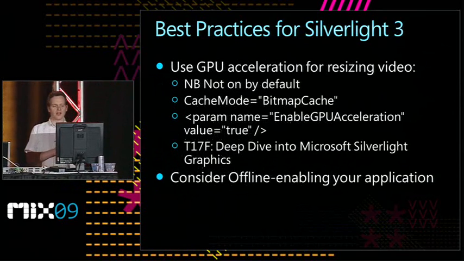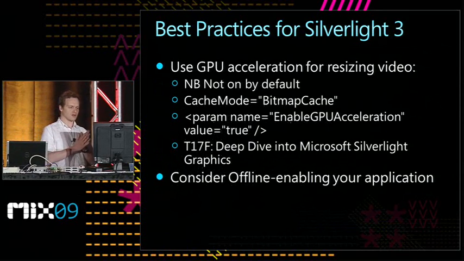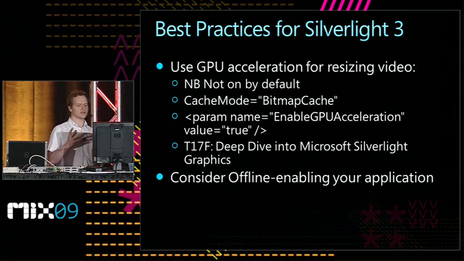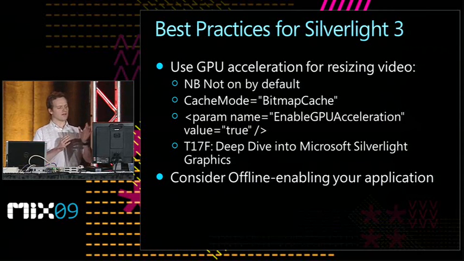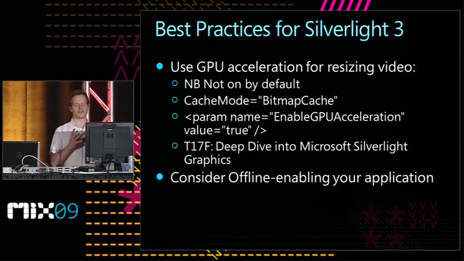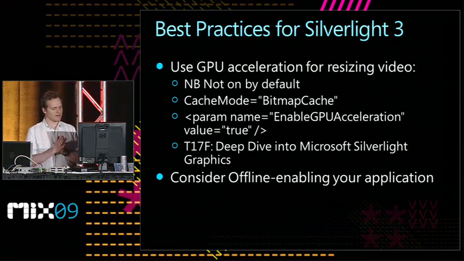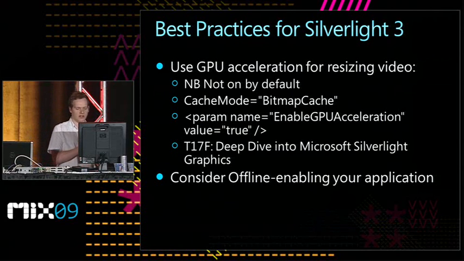So for Silverlight 3, GPU acceleration is a new feature that's coming. This isn't enabled by default. So if you're working with media elements, effectively raw with a media element, you do have to turn this on. You have to set a property on the media element, the cache mode property, and you also have to set an attribute on the object tag to turn that on. If you're interested in more on GPU acceleration, there is T17F, where SEMA will do a real deep dive into this. So I'd recommend that if you're into the graphics side.